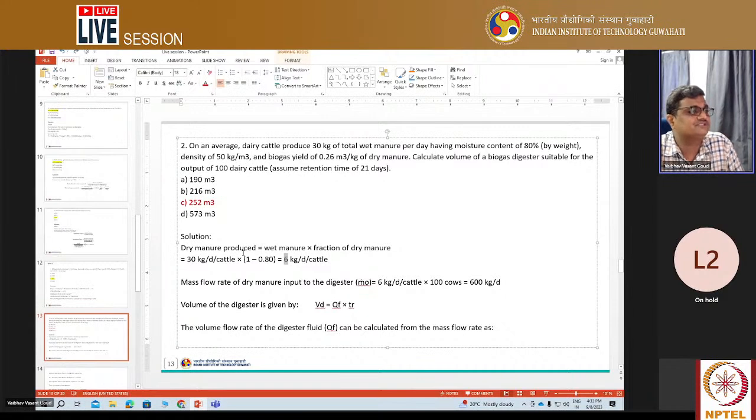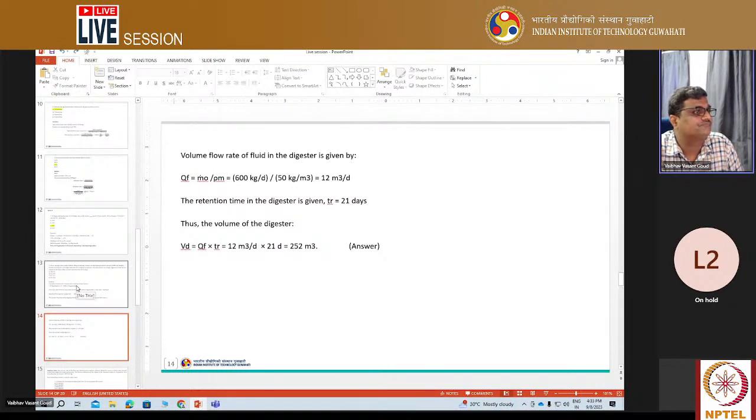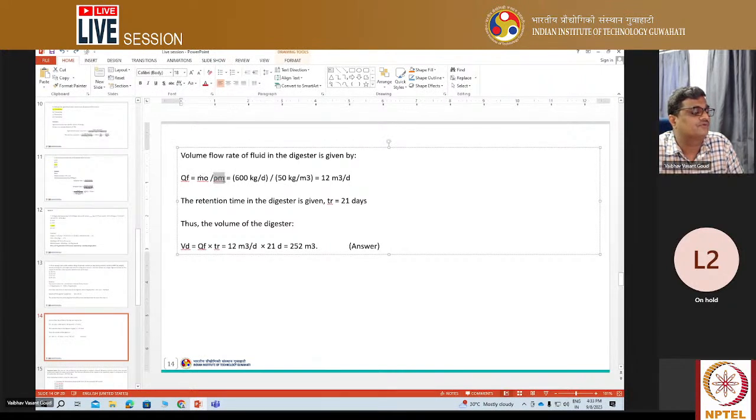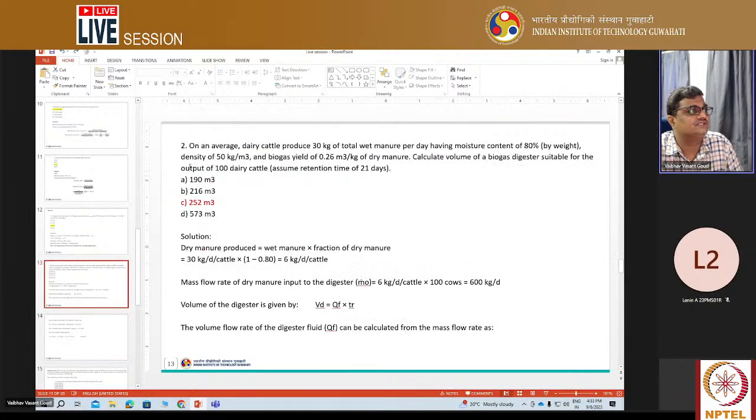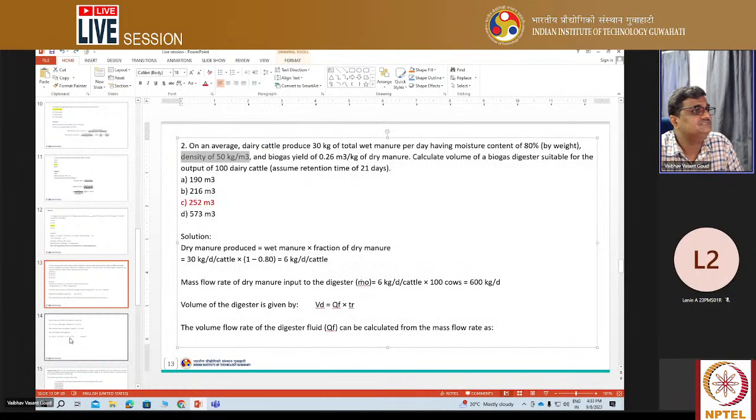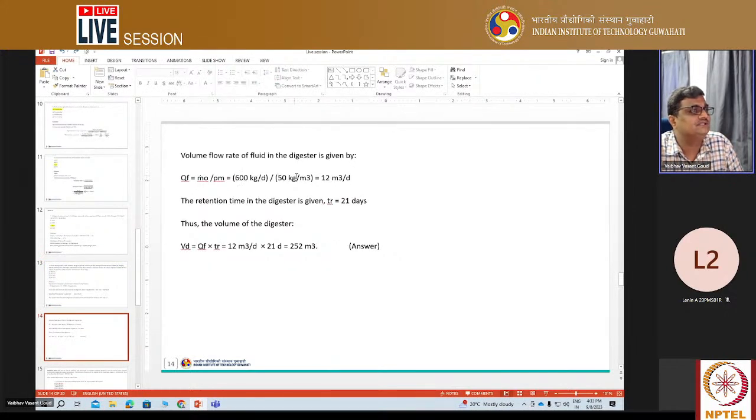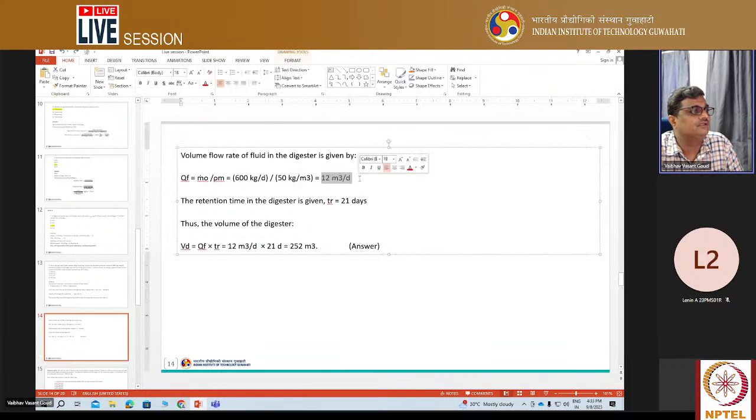And the volume of the digester, because here QF into TR need to be known, and QF we know is the volume flow rate of the digester fluid, and it can be calculated from the mass flow rate, right? How? Because QF is equal to M naught by rho M, isn't it? So this is the density of the manure. So 600 by this density, it comes out to around 12 meter cube per day, and the retention time is known, that is 21. So once you simply multiply these two quantities, 12 into 21, it comes out to be around 252 meter cube. So this is the answer to the simple question.